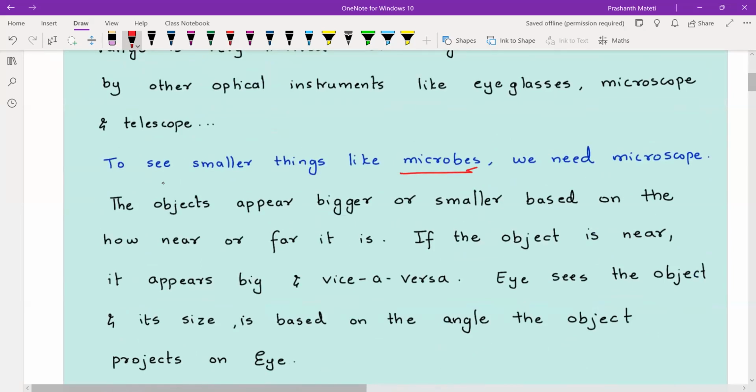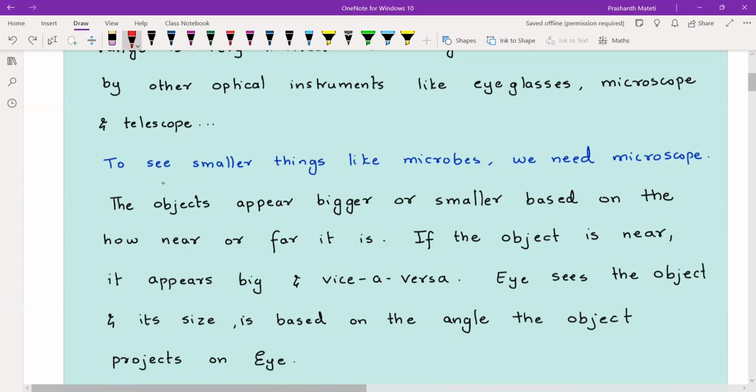So basically, objects have their own size, but they appear bigger or smaller. For example, if we are seeing this object, the speaker, if it is far, it appears small. But as it comes closer and closer, it appears as if it is becoming bigger and bigger, right? The size is not changing. The size of the object is the same, but it appears bigger or smaller depending only on how far or near it is. If it is far, it appears small. If it is near, it appears bigger.